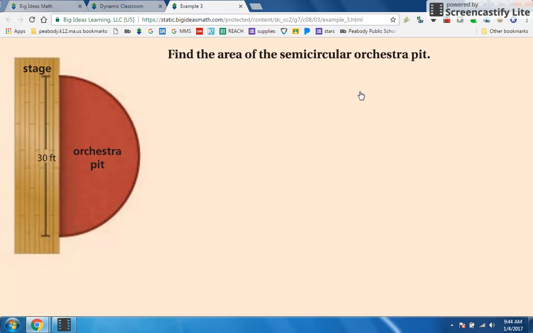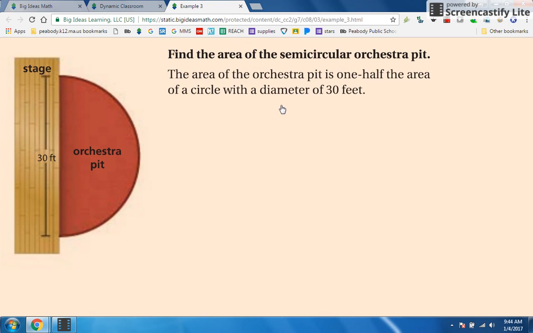Now we're going to do semicircles. This is a half circle. For this one, they're giving you a distance from the top through the center all the way to the bottom. So that's the diameter. We don't want the diameter for the area. We want the radius. So if the diameter is 30, half of it is 15. So we want a radius, which is 15.